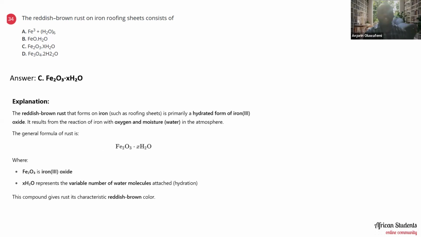Fe2O3.XH2O. It results from the reaction of iron with oxygen and moisture, which is water in the atmosphere. So the general formula of rust is Fe2O3.XH2O, where Fe2O3 is iron 3 oxide, and XH2O represents the variable number of water molecules attached. This compound gives rust its characteristic reddish brown color.